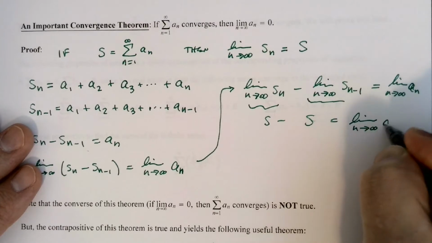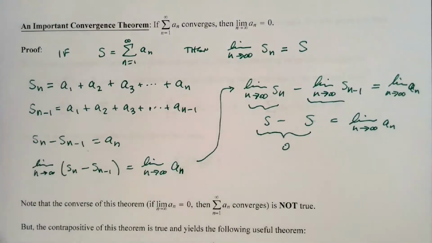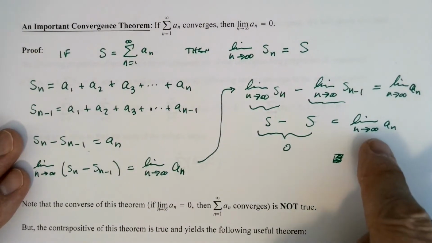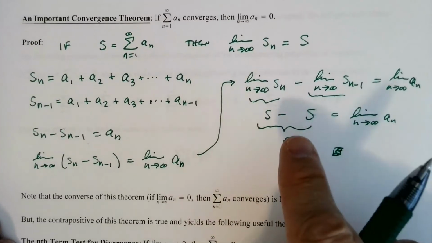And so we can see now what happens. S minus s is indeed 0. And that's a proof, if you will, of why the limit of the terms has to be 0. We kind of knew it intuitively, and so that's important.